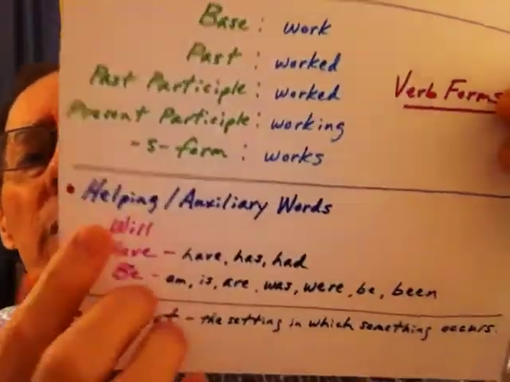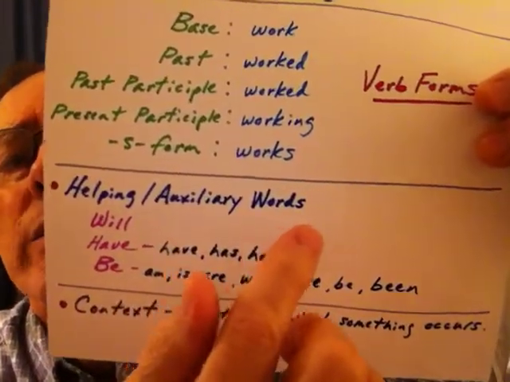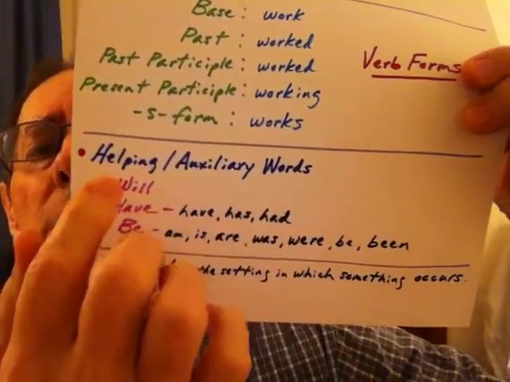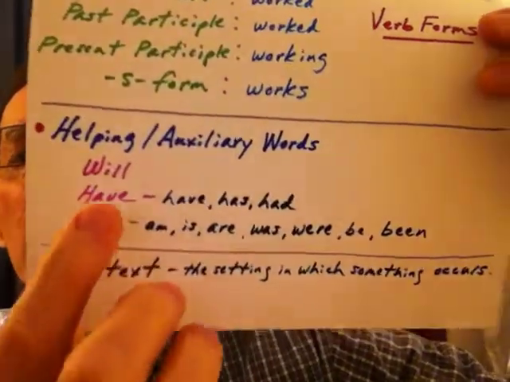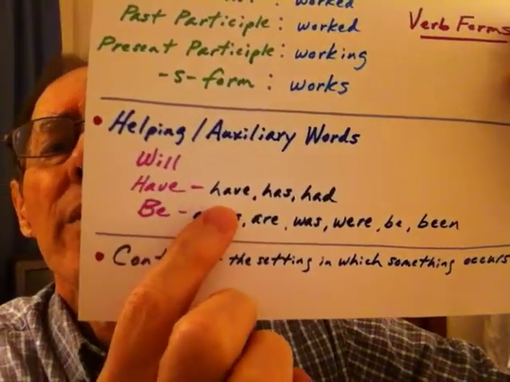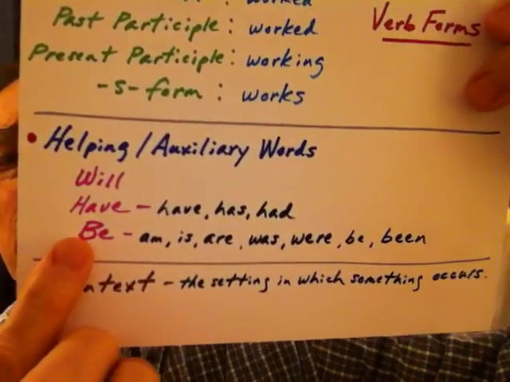Now, then you have your helping or auxiliary words. Some people call them helping verbs, but I just call them helping words because they're not really verbs. We have will, then we have forms of the verb have: have, has, had. And then there are some forms of the verb be, which we use in tense: am, is, are, was, were, be, and been.